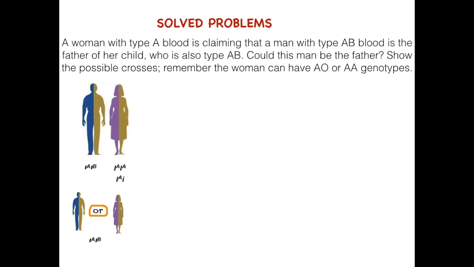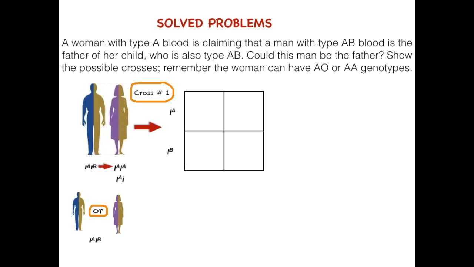Okay, the child has AB, the woman has A. We don't know if the woman is homozygous for A or heterozygous. She's claiming this man with AB blood type is the father of her child. So let's find out. First we'll do the first cross, where we consider the woman as a homozygote for A, and that's cross 1.